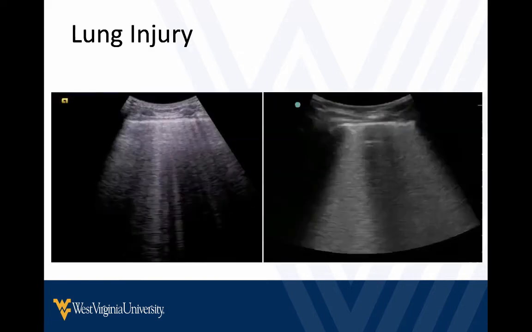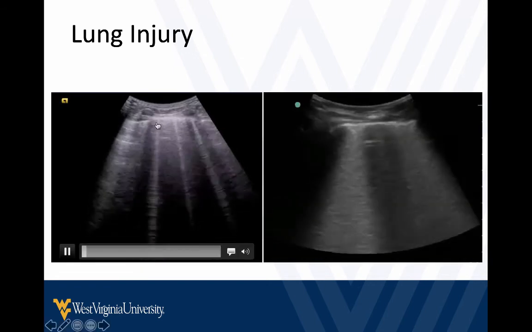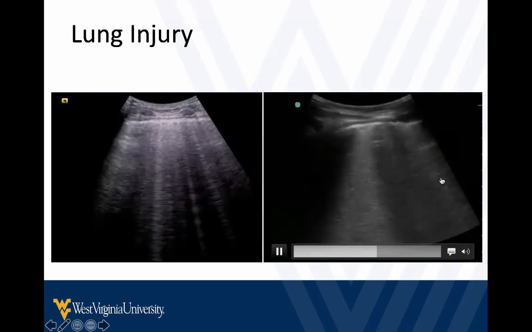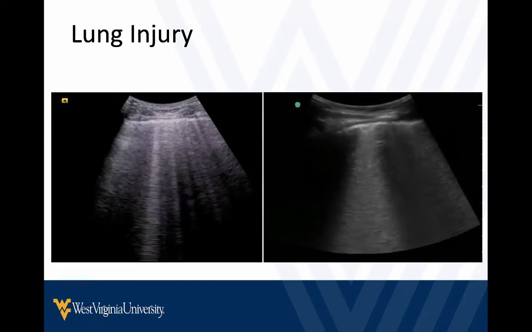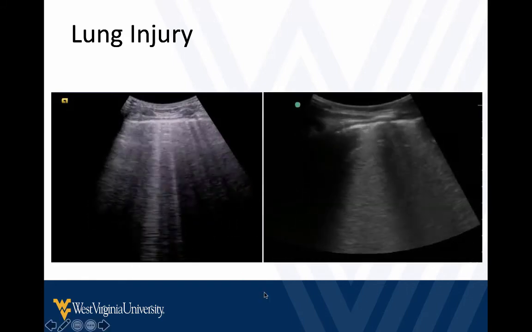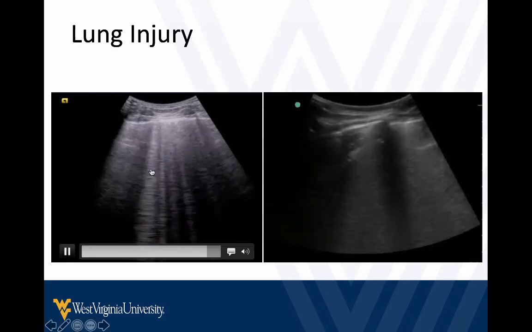So the first one is lung injury. So we see in both of these examples, we see B lines. So here's a bunch of B lines. Here's multiple B lines that are all confluent. Remember, B lines just represent interstitial fluid. And if you see this in the setting of trauma, then that fluid is probably blood from a pulmonary contusion. So this is what lung injury may look like.